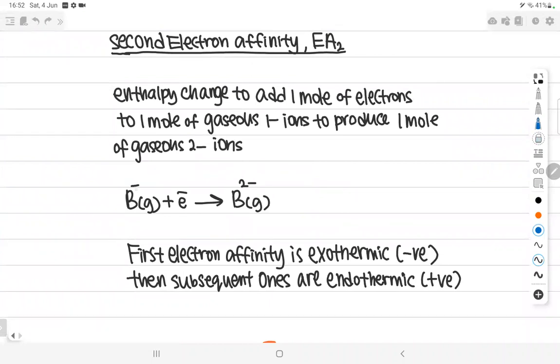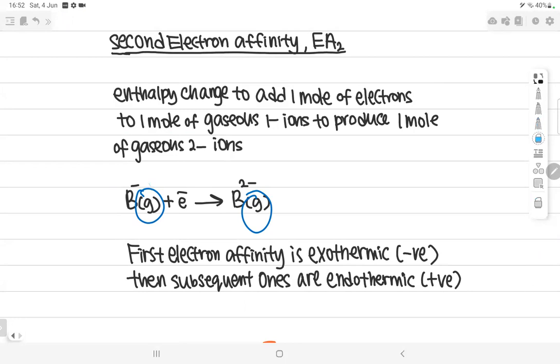All right. So we have a B negative gas ion. We pump in 1 mole of electron to it. So when 1 mole of electron goes in, this ion will become B2 negative. So same thing like what I keep mentioning just now, all the electron affinity or ionization energy, it always takes place in gas form. Okay, so that is what you need to know. All right, with that being said, we are done with first and second electron affinity.